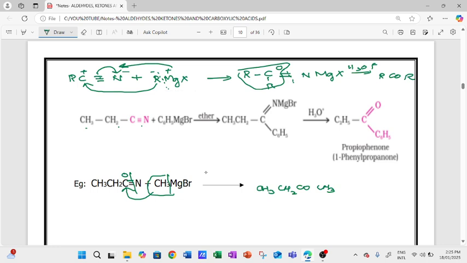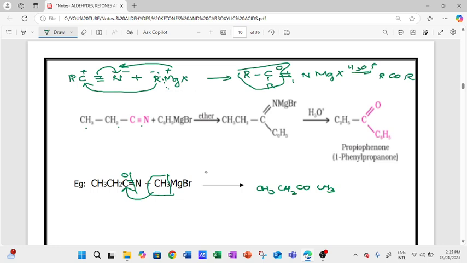I'll write one more example. C6H5C≡N plus C2H5MgBr. Do the same method. This bond breaks, so C6H5C with oxygen, and this C2H5 goes and attacks the carbon. So it becomes C6H5COC2H5. This is the method to prepare ketones from nitriles.